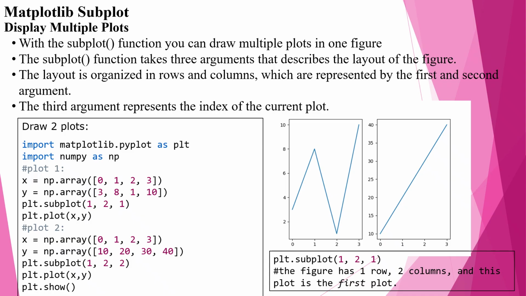In this example, the figure is divided into one row and two columns. The first subplot is created using subplot of 1, 2, 1, where the first data set is plotted, and the second subplot is created using subplot of 1, 2, 2 for the second data set.